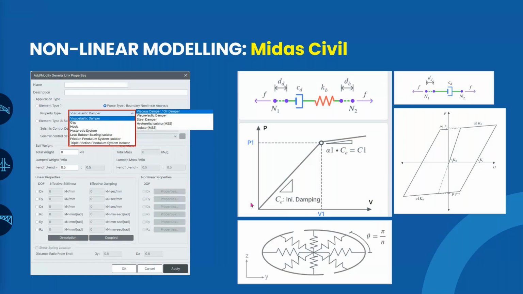Along with that, there are nonlinear models with respect to some special devices. If we are using dampers in our system, then viscoelastic dampers, steel dampers, and base isolators are available. Along with the base isolators, lead rubber bearing types, the friction pendulum system, or the triple friction pendulum system devices are available within the program for the assessment.